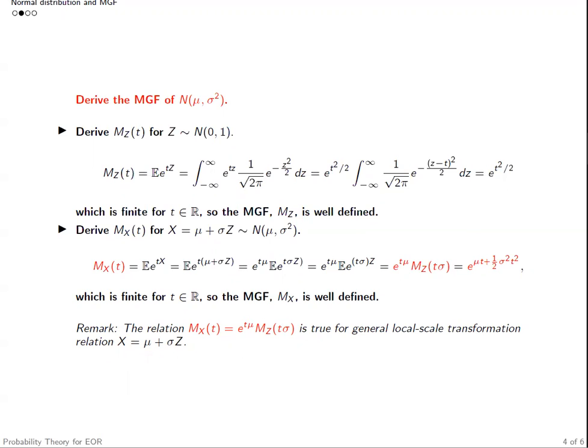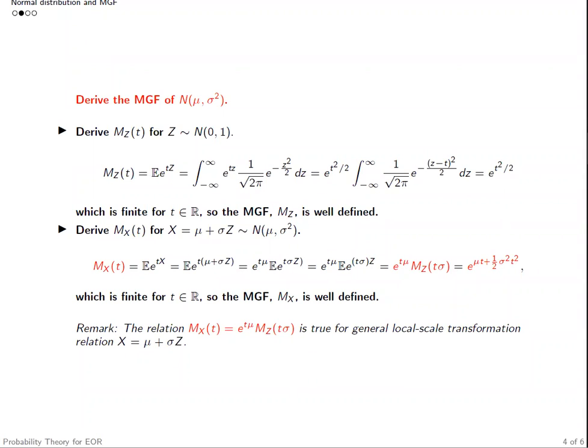Okay. So here it's also easy to say that if the moment generating function of z is well defined, then the moment generating function of the location scale transformation of that random variable is also well defined. And if M_x is well defined, then M_z is also well defined, right? So the connection here is quite interesting.